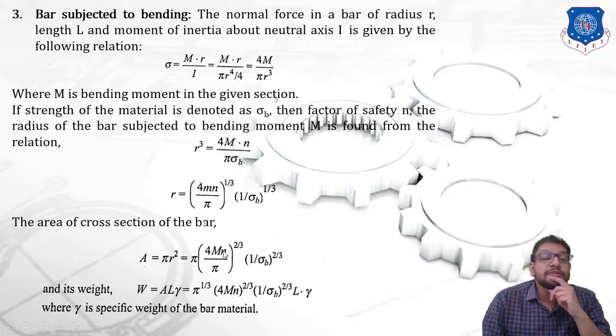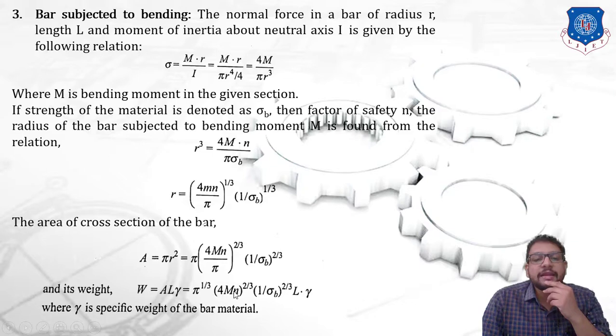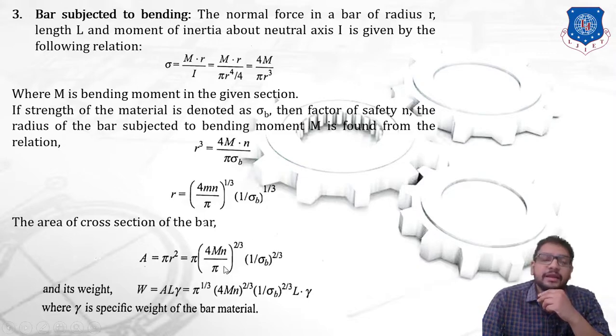Now, the area of cross section A will become pi r square. So pi into this term, right? So r the whole square. So you can see pi in a bracket 4Mn upon pi raised to 2 by 3 into 1 upon sigma b raised to 2 by 3. So this is the formula of area. Now what is the formula to find out weight? So weight is equal to A L into gamma. Now multiplying by L and gamma, the final equation will be pi raised to 1 by 3 in a bracket 4Mn raised to 2 by 3 in a bracket 1 upon sigma b raised to 2 by 3 into L into gamma. This entire equation is just multiplying by L and gamma.